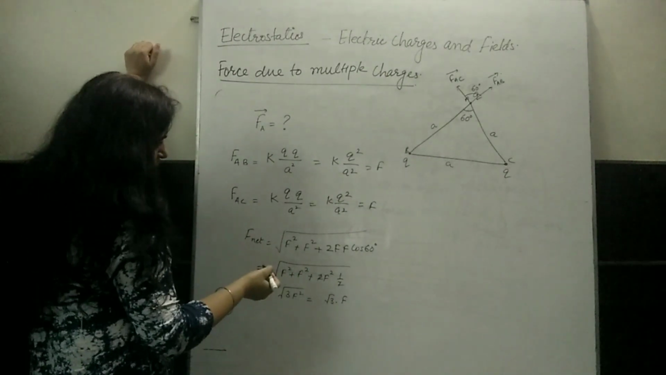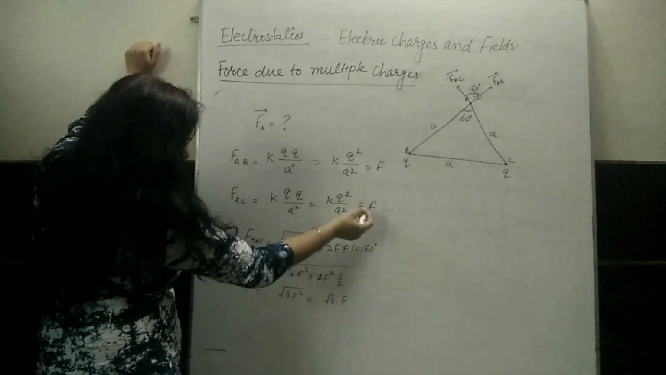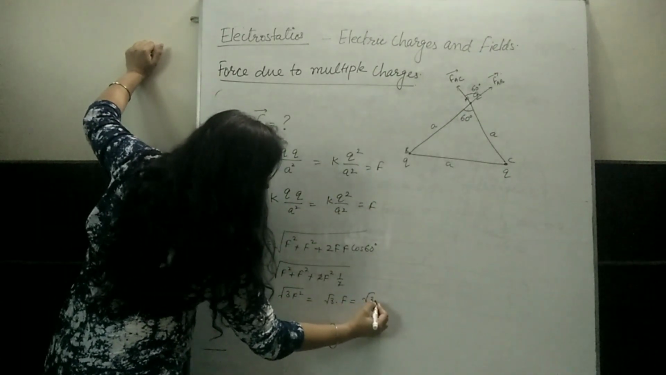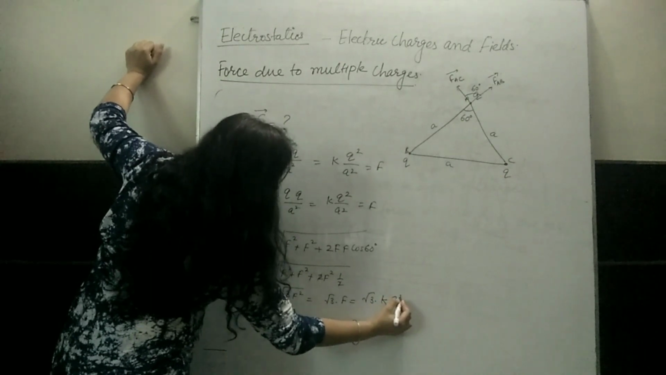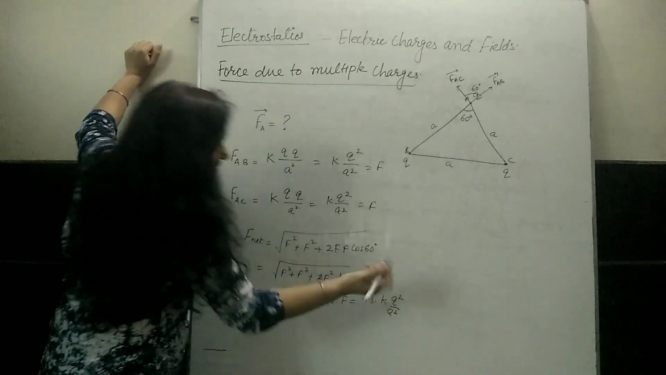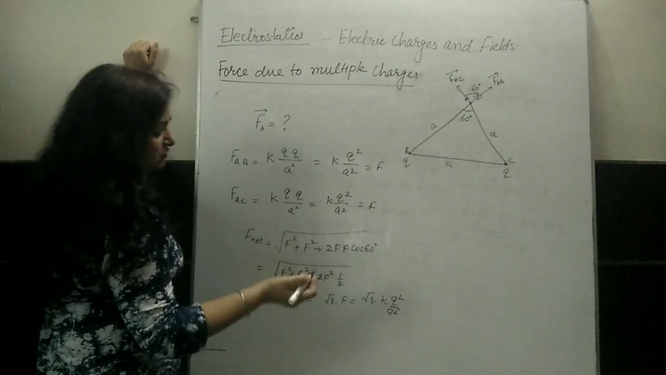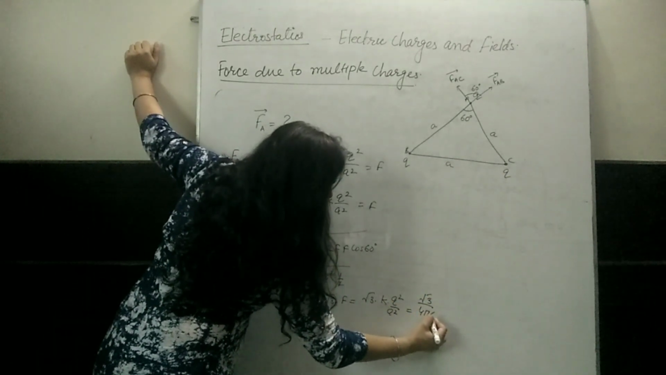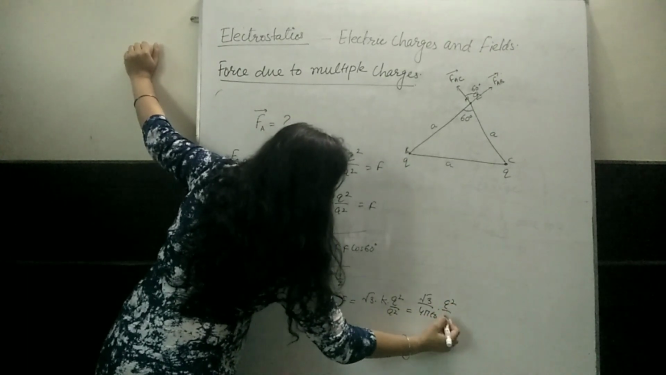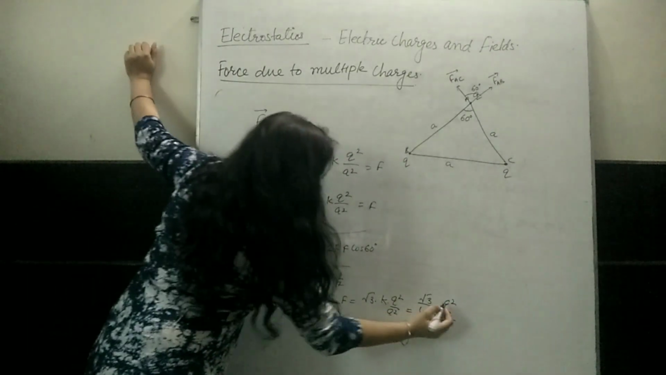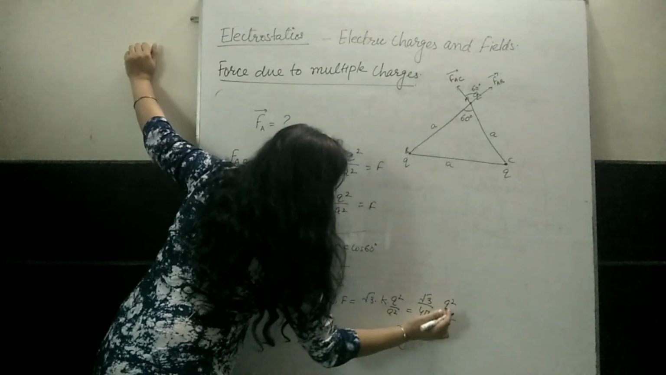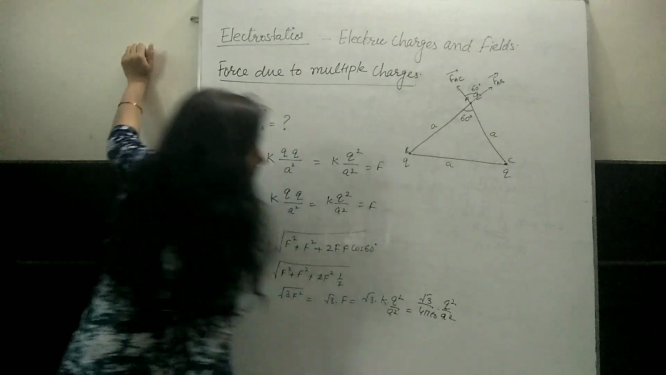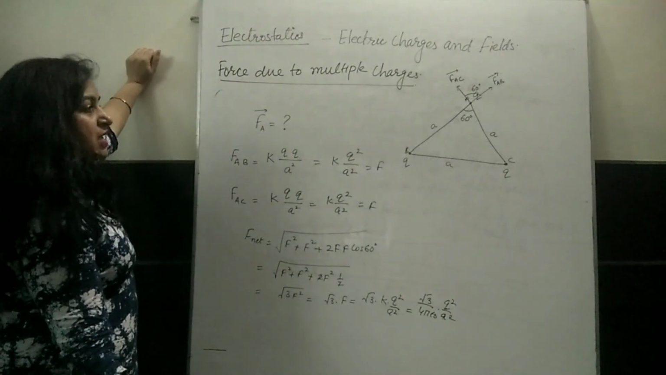And so the magnitude, if you want to write it properly, you can write F's value here. So this would become root 3 K Q square over A square. K's value you can always write in terms of epsilon. So you can write this as root 3 over 4 pi epsilon naught, Q square over A square. So this is the magnitude of the resultant force on the charge which was placed at point A.